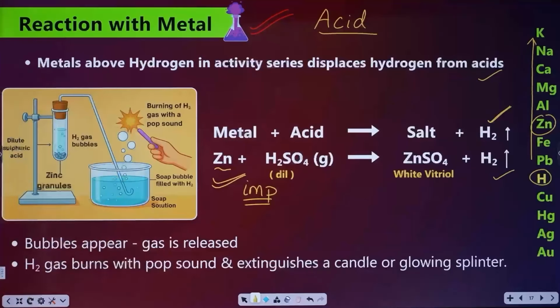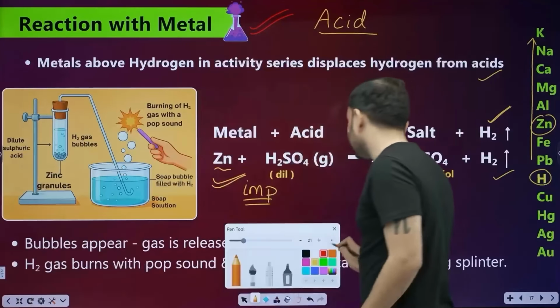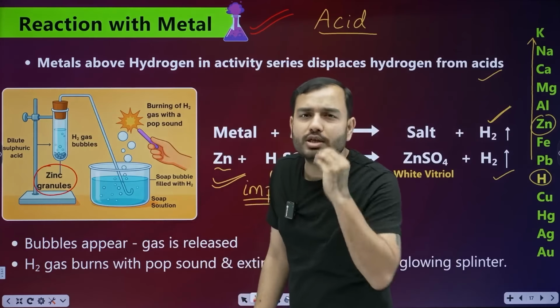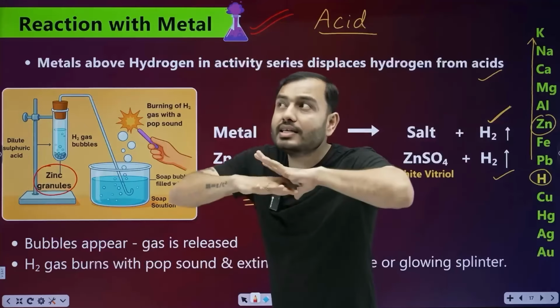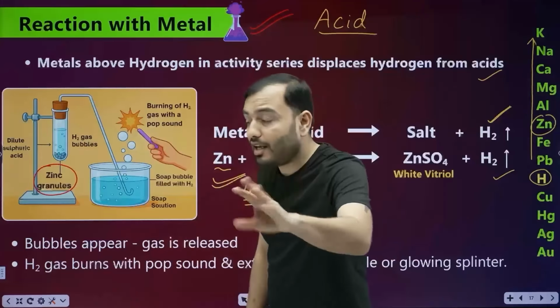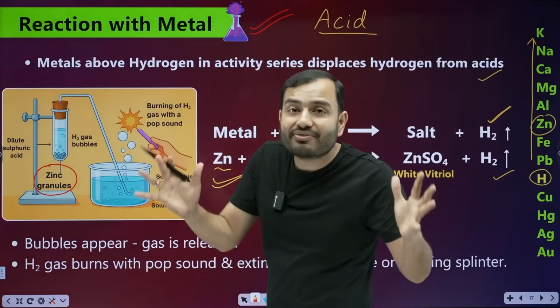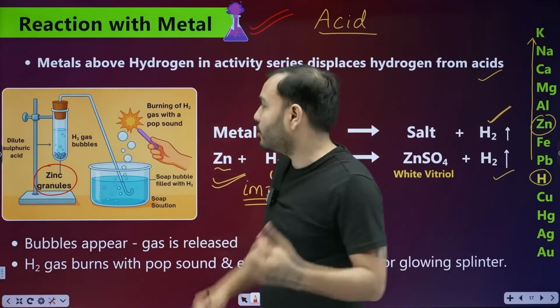This is the experimental setup. What are we showing in this experimental setup? Look, what is here? Zinc granules. Granules means tiny zinc pieces. Why do we take tiny zinc? So that the surface area increases. It's never been asked in exam, maybe it will be asked in 26. That is why we take zinc granules, to increase surface area, so that the reaction is more.